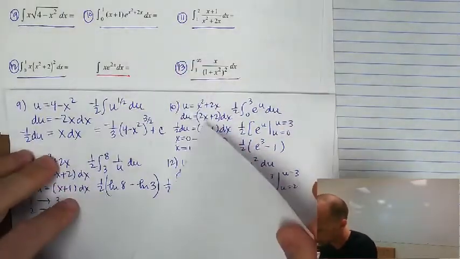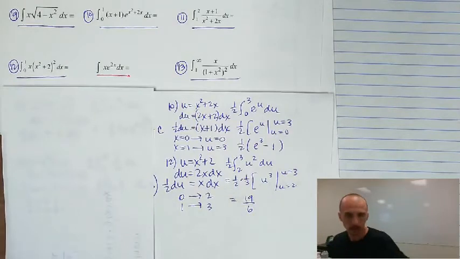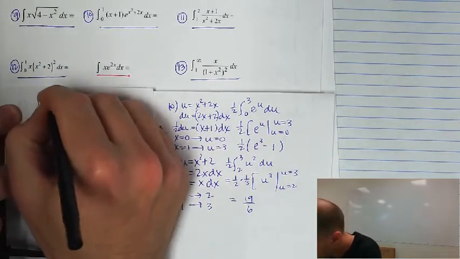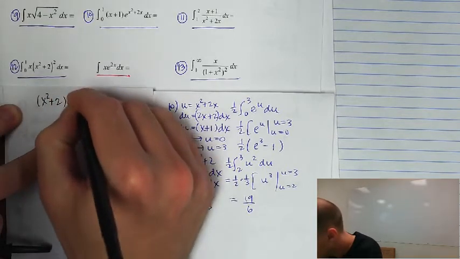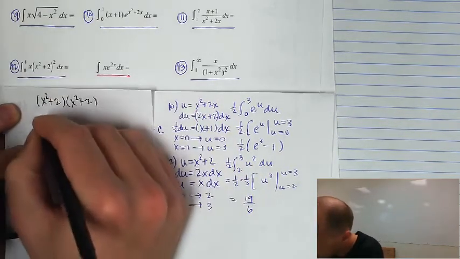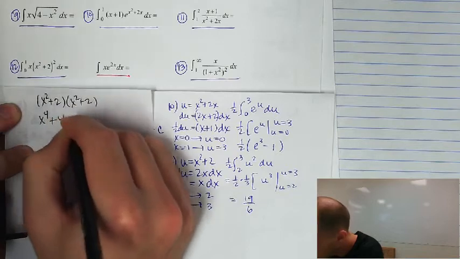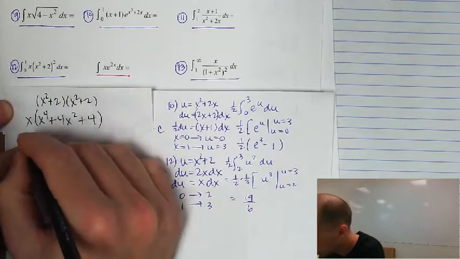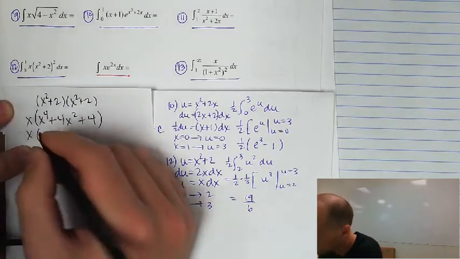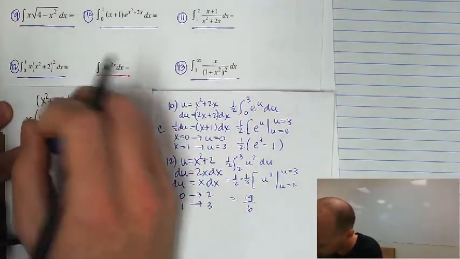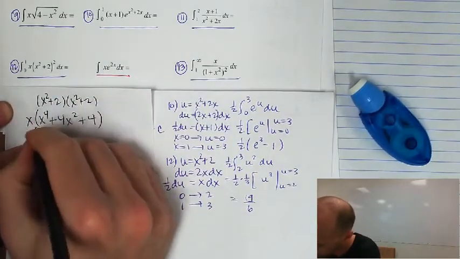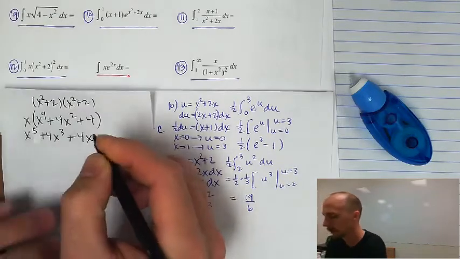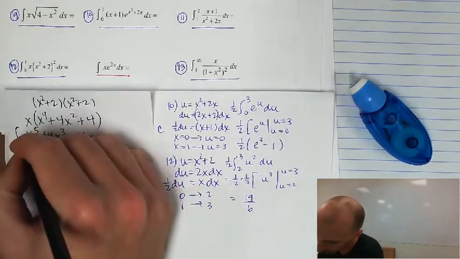Right, where was it? Yeah, right here. So what I can also do is say x squared plus 2, squared, is this. And that's going to be x to the 4 plus 4x squared plus 4. And I'm still multiplying by an x, so it's going to be x to the 5 plus 4x to the 3 plus 4x. And I can integrate that from 0 to 1.